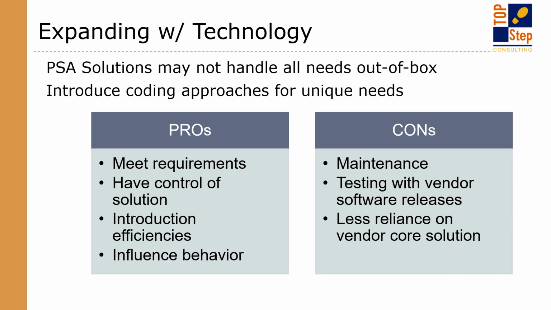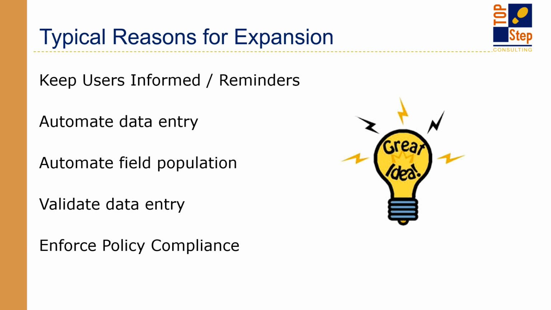So what are some of the reasons why we want to expand our PSA system? So let's take a look at those. Some of the typical reasons for expansion are to keep users informed. We might need reminders. I don't like to say, but we all get older, and I like whenever those schedule reminders come up because I can get heads down in my work and forget that I have something going on later today. So it's very important to me to get reminders. I really, really need reminders in my life today.